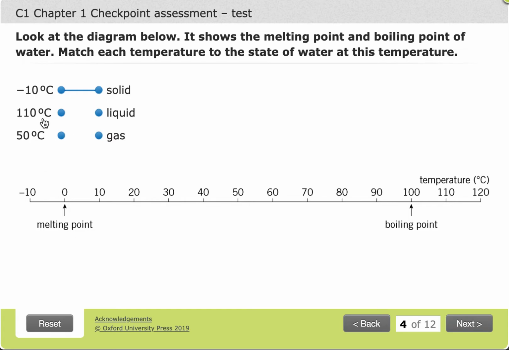Next one, 110, is 10 degrees above the boiling point. And again, we know that boiling is liquid to gas. On the left-hand side, we're going to be liquid. On the right-hand side, we're going to be gas. And so therefore, we are in a gas state.